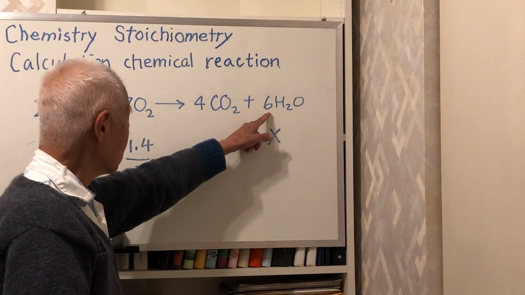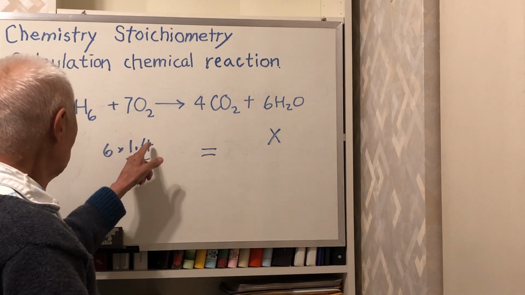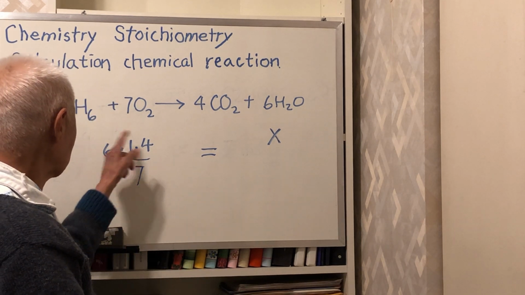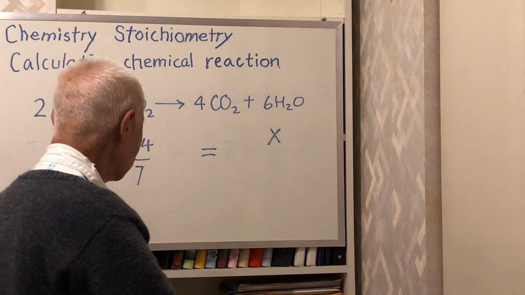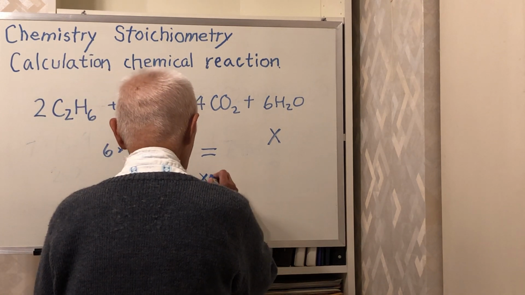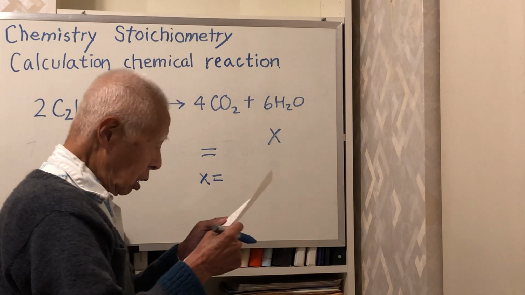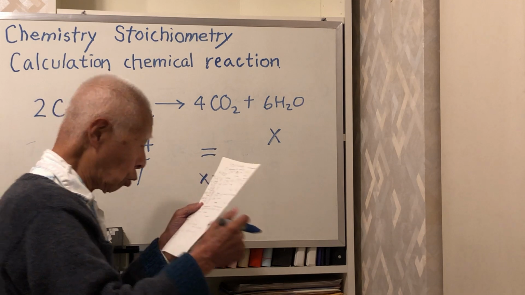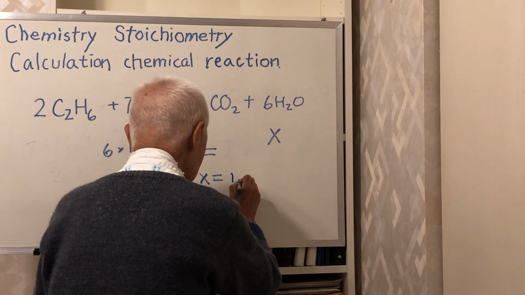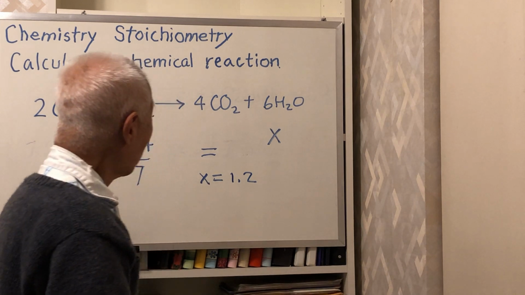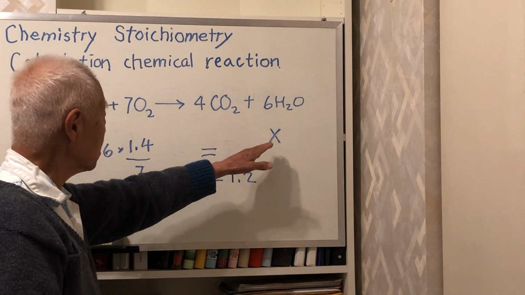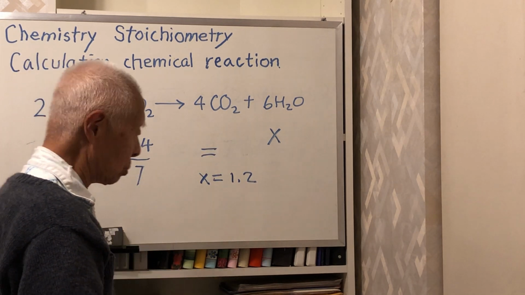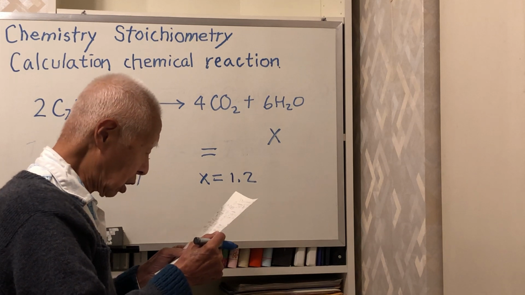So x over 6 is equal to 1.4/7. Solve for x, move the 6 to this side and multiply. Use your calculator, and x is equal to 1.2. So how many moles of water will be produced? 1.2 moles will be produced in this reaction. That's part B of this example.